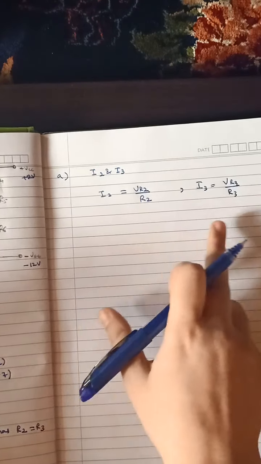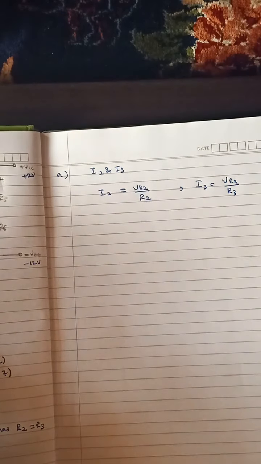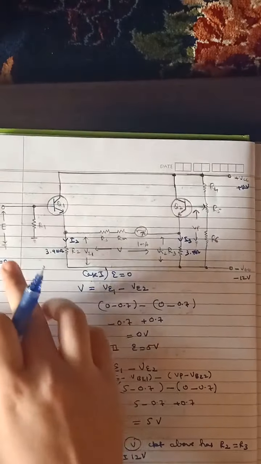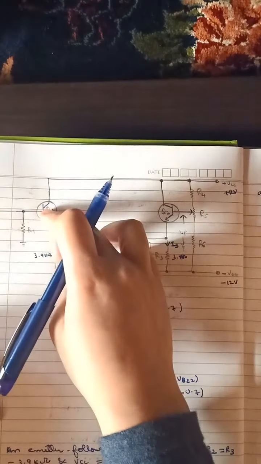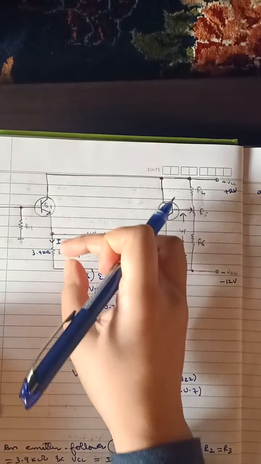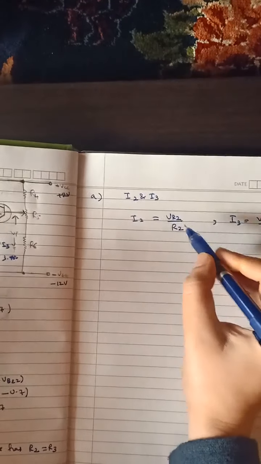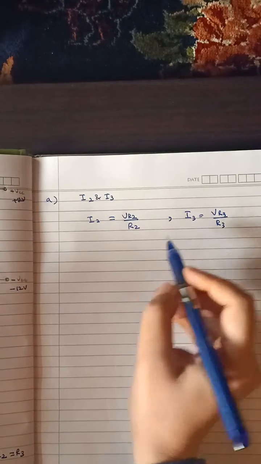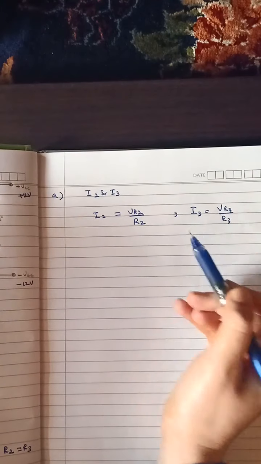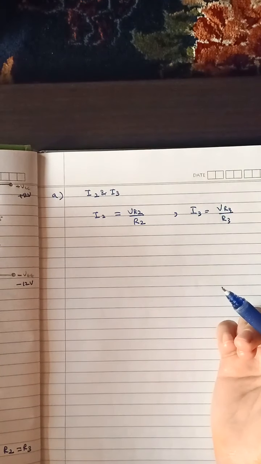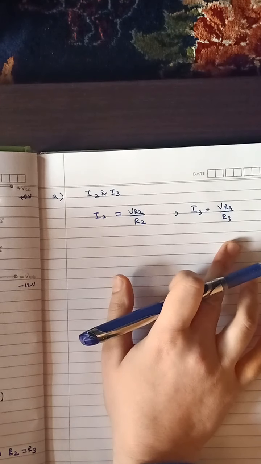Since R2 and R3 are both equal, and since voltage E is equal to 0, Vp we have also put equal to 0. When these two voltages are 0, the voltage drops here are equal, that means VR2 will be equal to VR3. Already R2 is equal to R3, so current I2 will also be equal to I3. Whatever the value you get, you can find them separately, or if you find the value for one, the same will be applicable to the other.